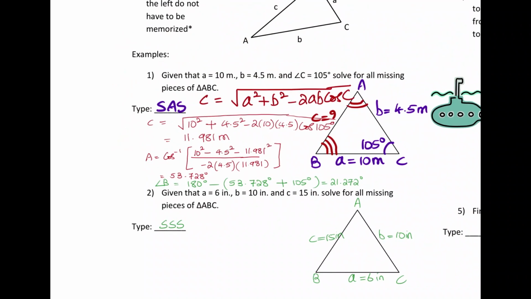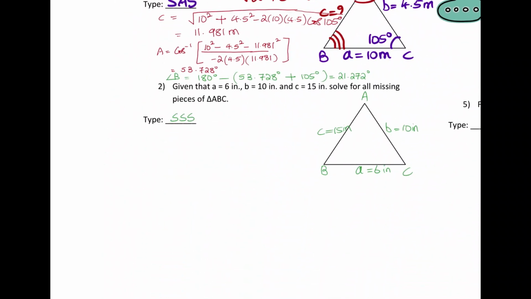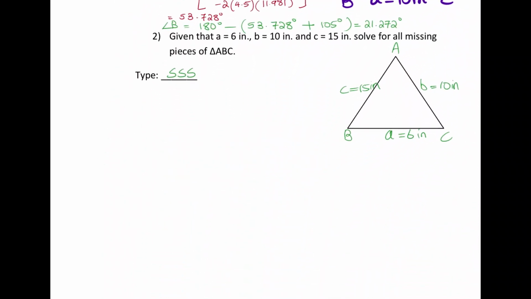So the formulas for finding angles, remember, are the ones on the right hand side here. And again, we only have to do this twice. I just have to find 2 of the angles and then I can find the third one by subtracting them from 180. So first I'm going to find angle A. So the measure of angle A.